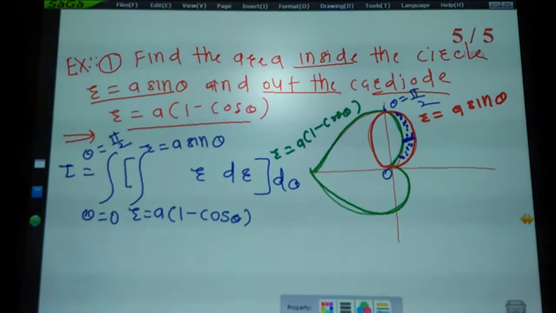Is it clear everyone? Does everyone understand this step?